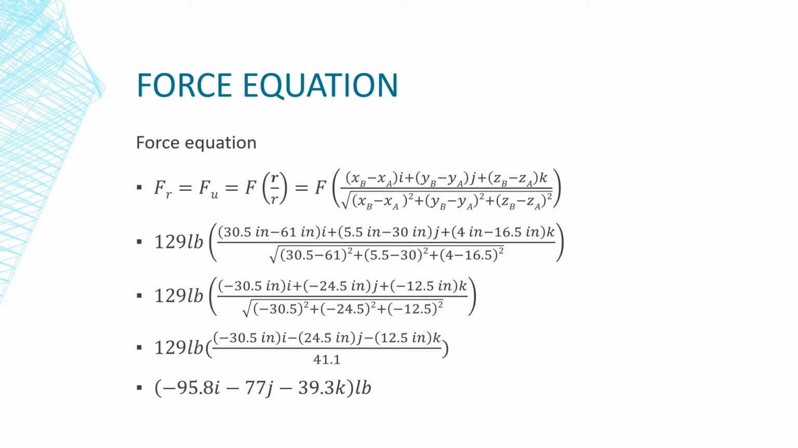After everything is said and done, I simplify further, which is equal to 129 pounds times negative 30.5 inches in the i plus negative 24.5 inches in the j plus negative 12.5 inches in the k, all over the square root of negative 30.5 squared plus negative 24.5 squared plus negative 12.5 squared. And then the square root further simplifies to 41.1. These are all 3 significant figures. Now the forces in the X, the Y, and the Z come out to negative 95.8 i minus 77 j minus 39.3 k pounds.